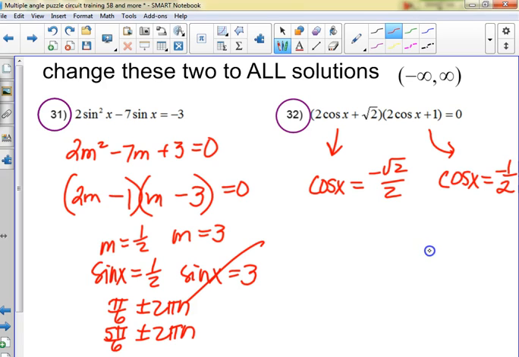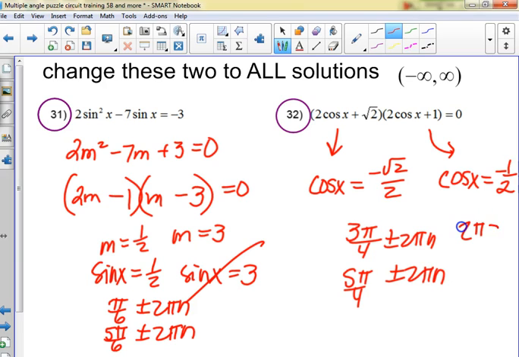4 answers, all of which would need a plus or minus, right? So cosine is negative square root of 2 over 2 at 3 pi over 4 and 5 pi over 4. Is that right? Cosine is negative 1/2 in those same 2 quadrants, but at 2 pi over 3 and 4 pi over 3. How did I do?